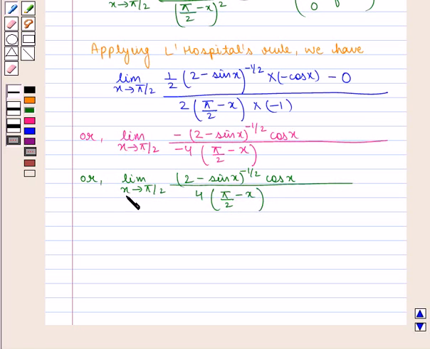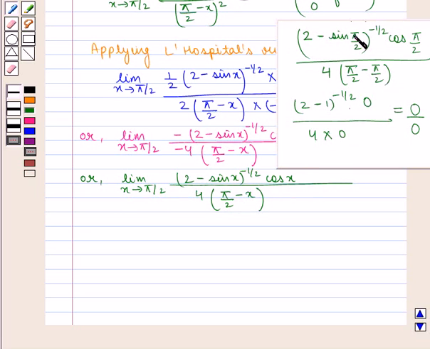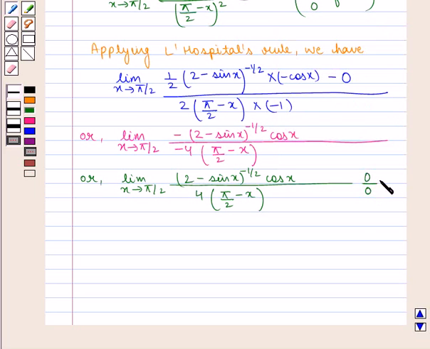Now if you put the value of x as pi by 2 in this expression, we get (2 minus sin pi by 2) whole raised to power minus 1 by 2 into cos of pi by 2 whole upon 4 into (pi by 2 minus pi by 2). So we have 2 minus sin pi by 2, and sin pi by 2 is 1. Therefore (2 minus 1) raised to power minus 1 by 2 into cos pi by 2, which is 0, upon 4 into (pi by 2 minus pi by 2), that is 4 into 0. Therefore in the numerator we have (2 minus 1) raised to power minus 1 by 2 into 0 which is 0, upon 4 into 0 which is also 0. So this is of 0 by 0 form.